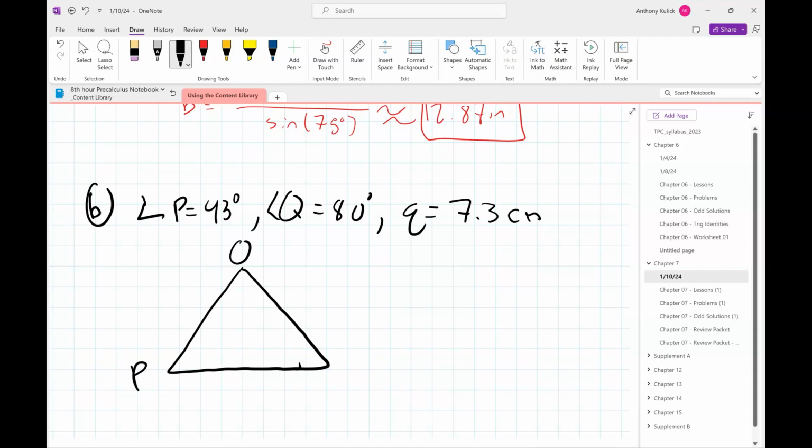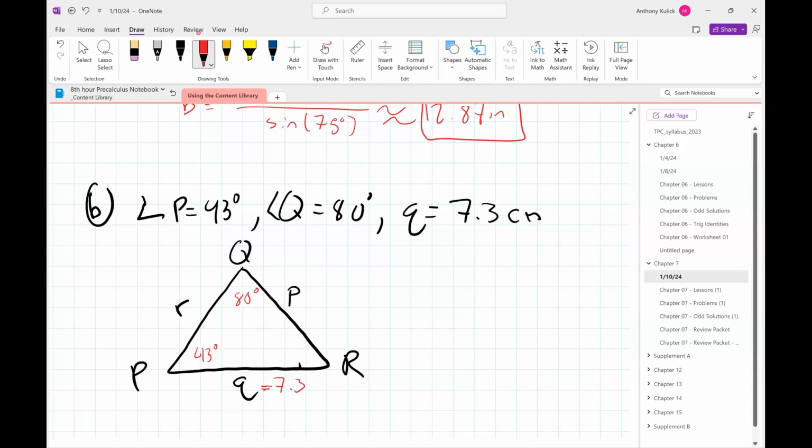Yeah, just use the alphabet, PQR. So I know the side opposite P is little p, the side opposite angle Q is little q, and the side opposite angle R is little r. I'll fill in my values. Angle P is 43 degrees. Angle Q is 80 degrees. Side Q is 7.3.